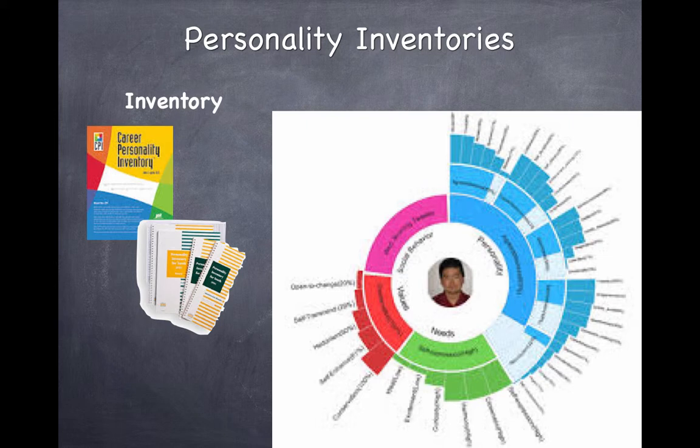We can look also at inventories. Now, inventories are a paper and pencil test containing questions about a person's thoughts, feelings, and behaviors. They measure several dimensions of personality and can be scored according to standard procedure. They yield a personality profile: where does a person fall on various dimensions or on various traits? And this can be done in a variety of different ways.